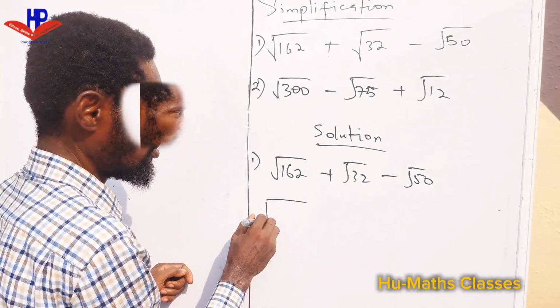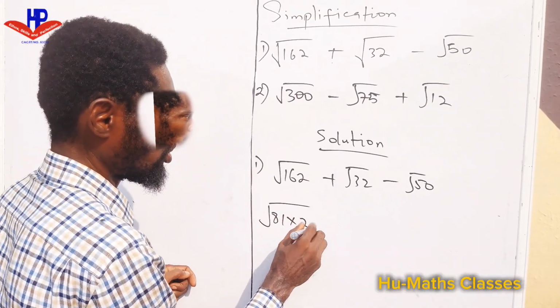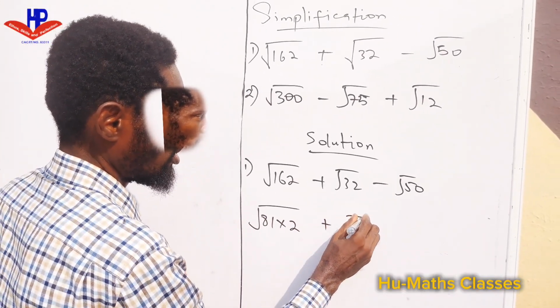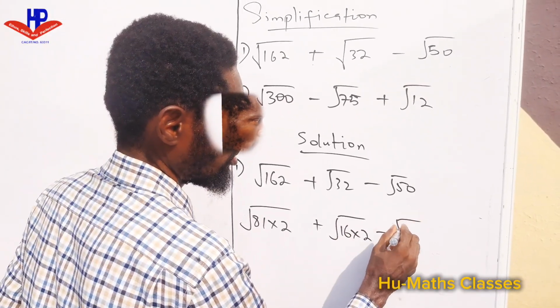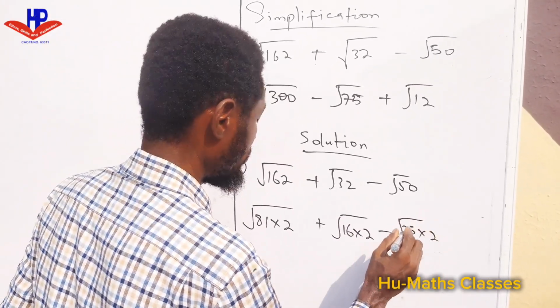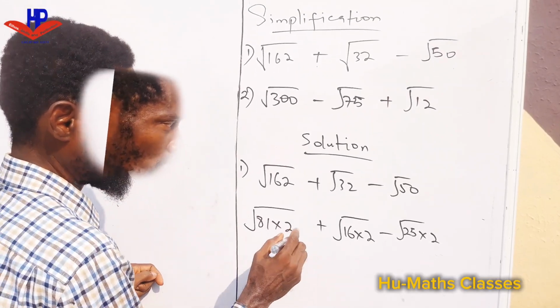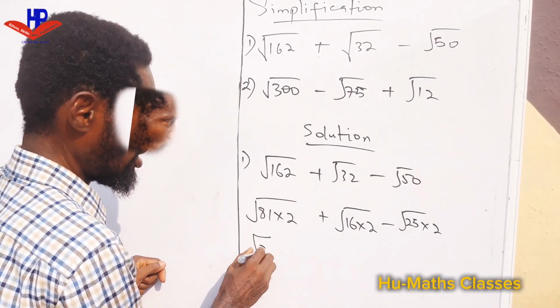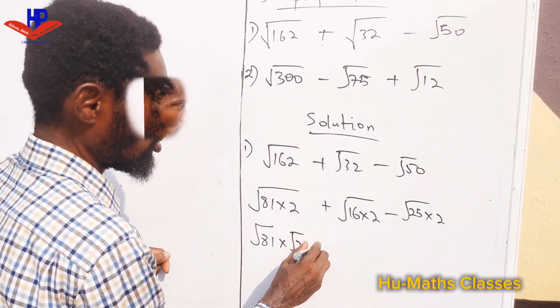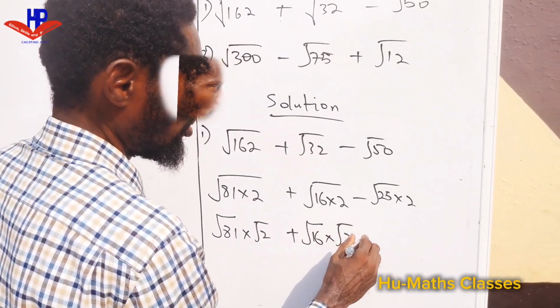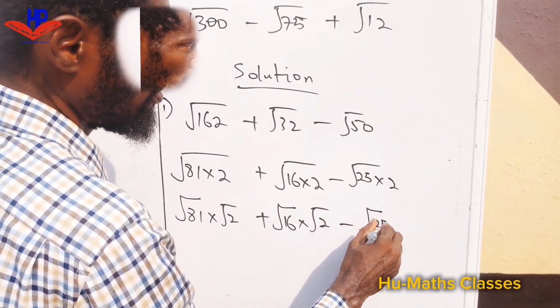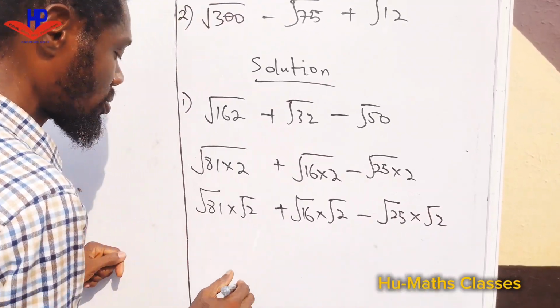That will give us root 81 times 2, root 16 times 2, and root 25 times 2. If we put them in their different surd forms, here you have root 81 times root 2 plus root 16 times root 2 minus root 25 times root 2.